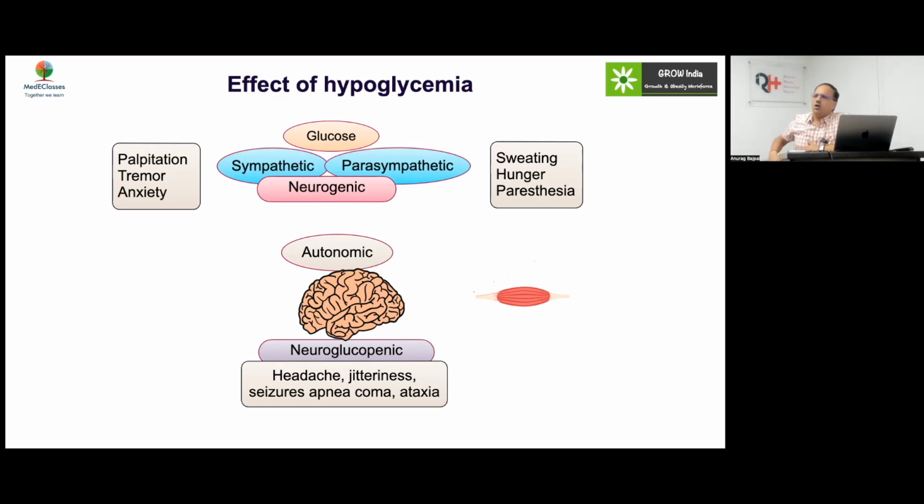Somebody who has a long-standing hypoglycemia, which symptoms will go? Neurogenic or neuroglucopenic? The neurogenic symptoms will not be felt by that particular patient. So this is what we call hypoglycemic unawareness, which is particularly common in type 1 diabetes in that perspective. So this is something important.